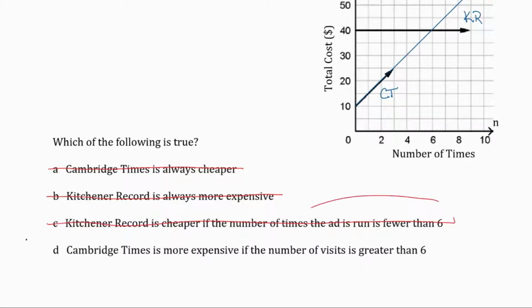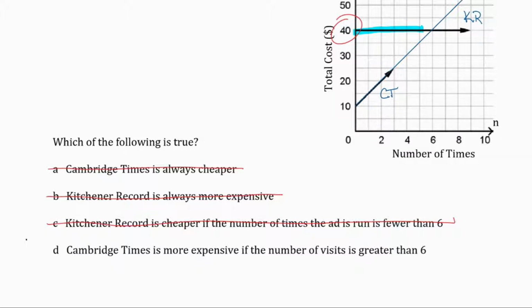Now make sure you understand that because I don't want to go over that too fast. Make sure you understand, if the number of times is fewer than 6, so that's any of these, it's saying Kitchener Record is cheaper, but it's not because it's above, right? It's $40 for those. Whereas as an example, for 2, the Cambridge Times is only 20. So the Cambridge Times would be cheaper there.